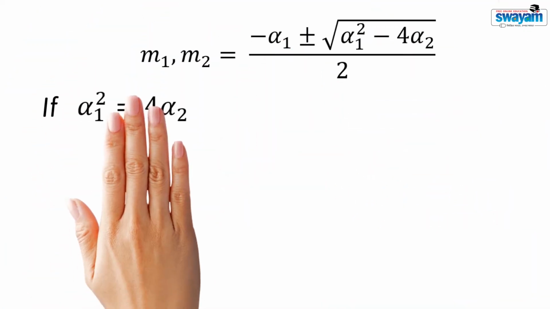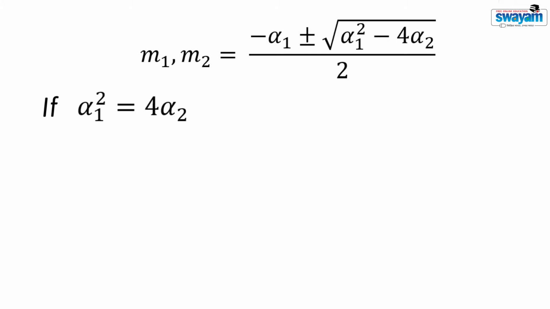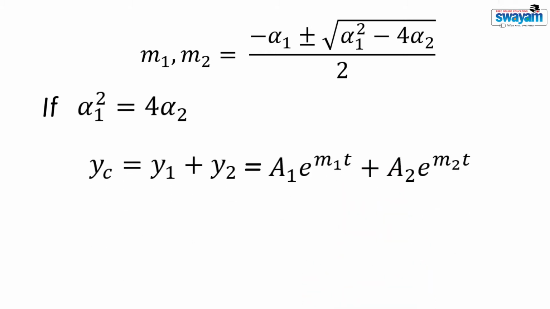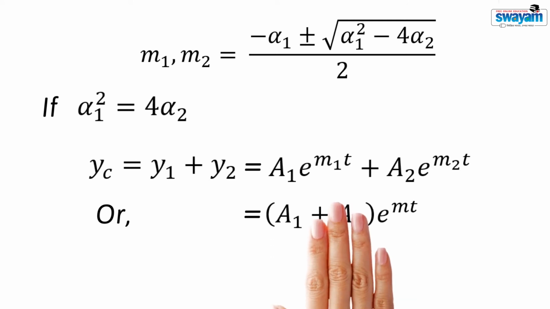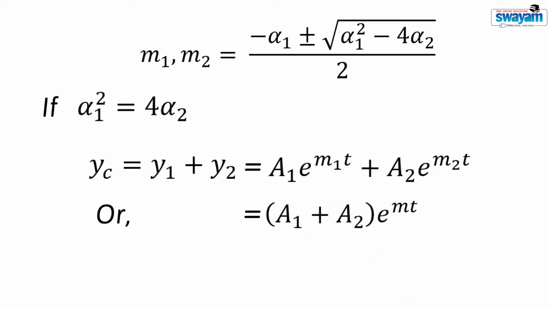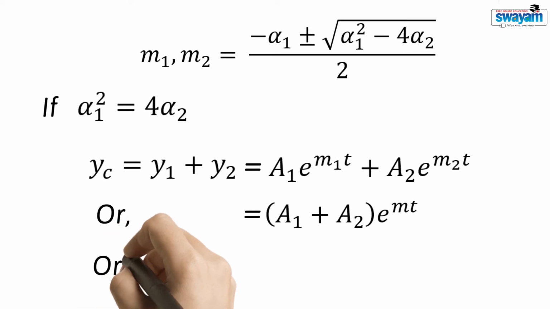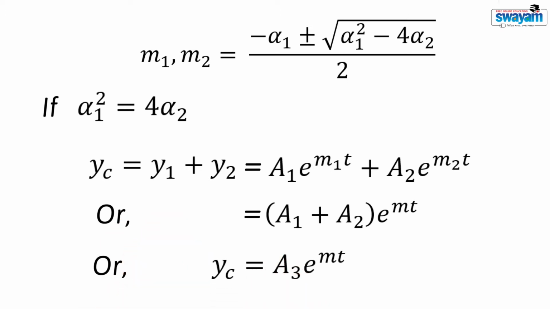If alpha 1 square is equal to 4 times alpha 2, both the roots are equal and the complementary solution is given by this expression. Because m1 is equal to m2 and suppose that it is equal to m. Since a1 and a2 are constants, let us consider a1 plus a2 is equal to a3. Then the complementary solution is given by the expression yc is equal to a3 e to the power mt.